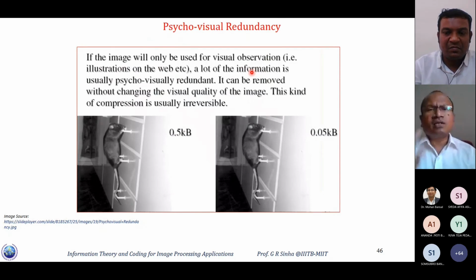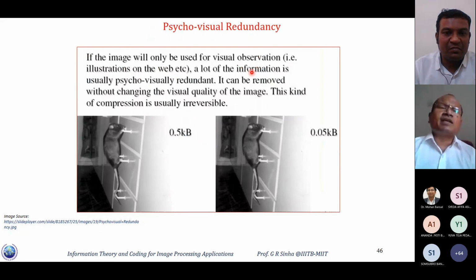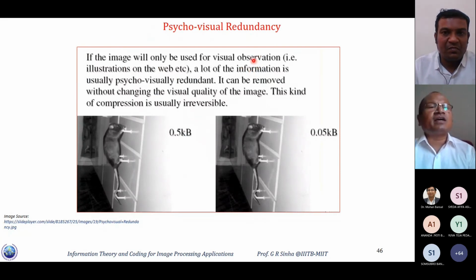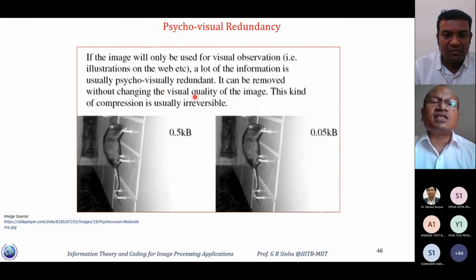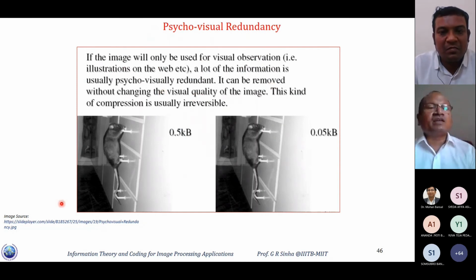The third redundancy which is there in an image is psychovisual redundancy. What is this? If the image will be used for visual observation, a lot of information is usually psychovisually redundant. It can be removed without changing the visual quality of the image. There are two images you see here. In the first one, the data size is 0.5 KB. In the second one, 0.05 KB.